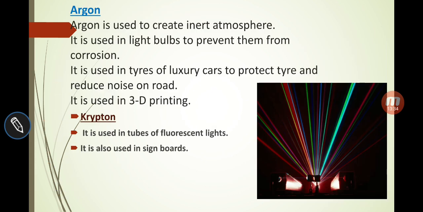Again, argon. Argon is used to create an inert atmosphere. It is used in light bulbs to protect them from corrosion. Yes, my dear students, all electric bulbs are filled with argon gas. It is used in the tires of luxury cars to protect the tire and reduce noise on the road. Luxury car means a very costly car. Their tires are filled with argon gas. It is used in tires. It is very clear.